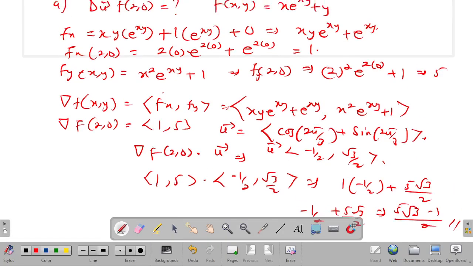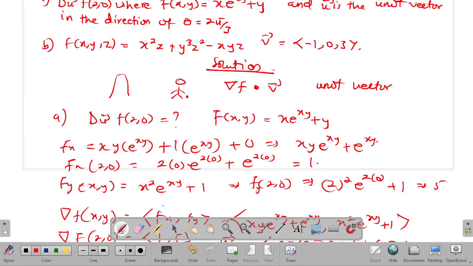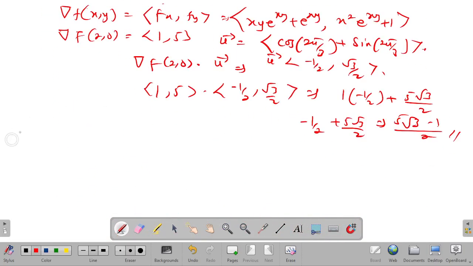Let's solve the second problem, which says that f of xyz is given as the function, and we're given our vector here. Please, in the second question, it wasn't mentioned that it's a unit vector. Whenever you want to perform a directional derivative, make sure that your vector is a unit vector, because we don't need the magnitude of the vector. You should only give us the direction.